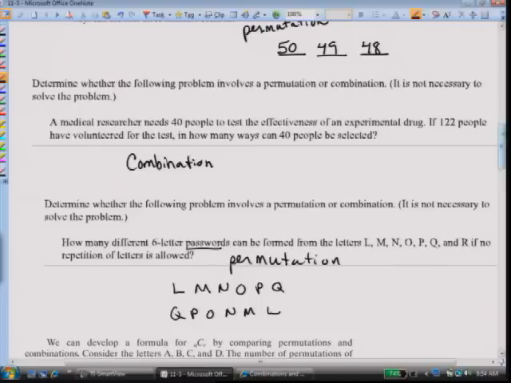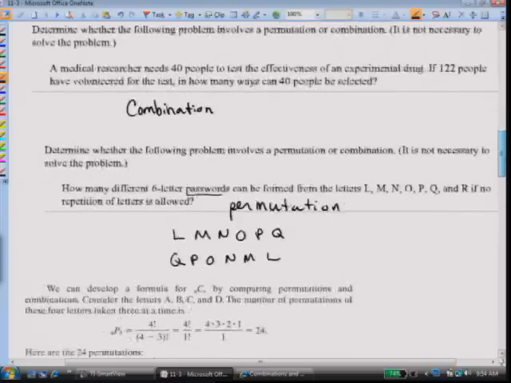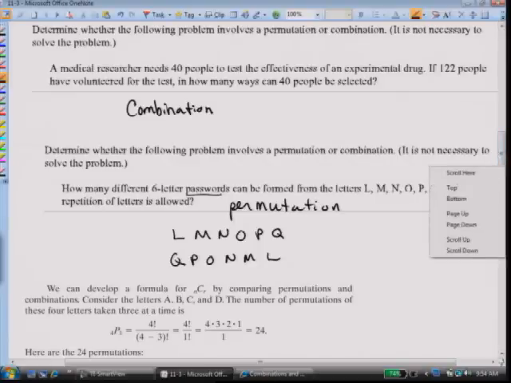Okay. So, still the question that I posed to you was which would you have more of, a combination or a permutation? Let's think about that for a minute. We can develop a formula for the number of combinations, like if you have 7 letters and you want to pick 6, by comparing it to permutations.